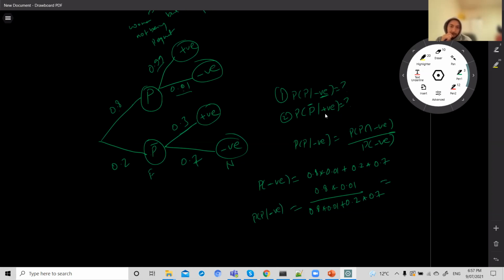So is this formula making sense? Because here we first need to find the probability of getting a negative result. For that we need to use the law of total probability, which is 0.8 times 0.01 plus 0.2 times 0.7, right? And then, once we get this, the probability of A intersection negative is this times this, 0.8 times 0.01. So we need to divide by that.